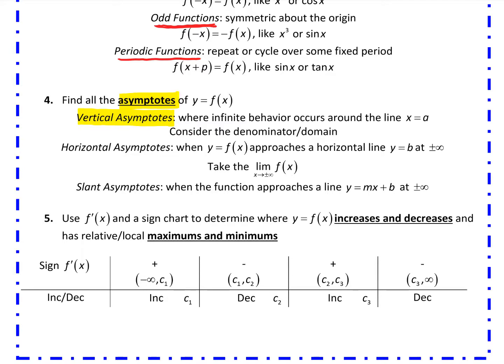Then we have our horizontal asymptotes we want to check for, and this is where we're going to take the limit as x approaches both positive and negative infinity and see if there's horizontal behavior that can be captured.